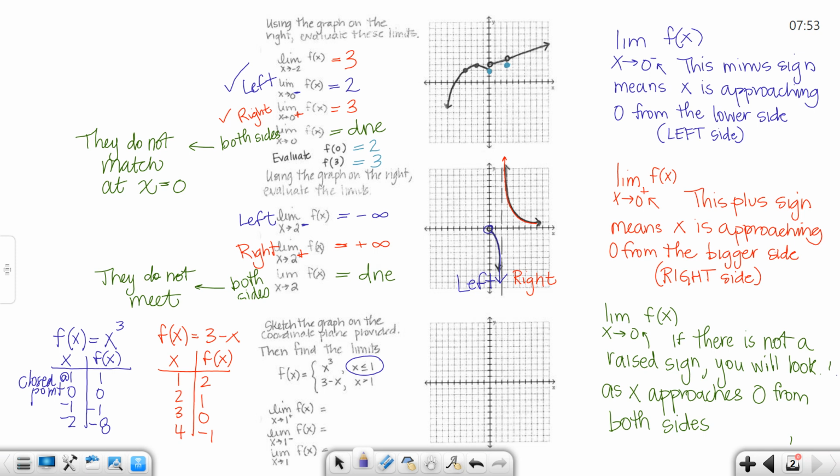Now we evaluate those, and when we plug those into the function, if you plugged 1 in, of course 1 cubed is 1, 0 cubed is 0, -1 cubed is -1, and -2 cubed is -8. So let's go ahead and plot those points on my graph. We have (1, 1), (0, 0), (-1, -1), and (-2, -8).